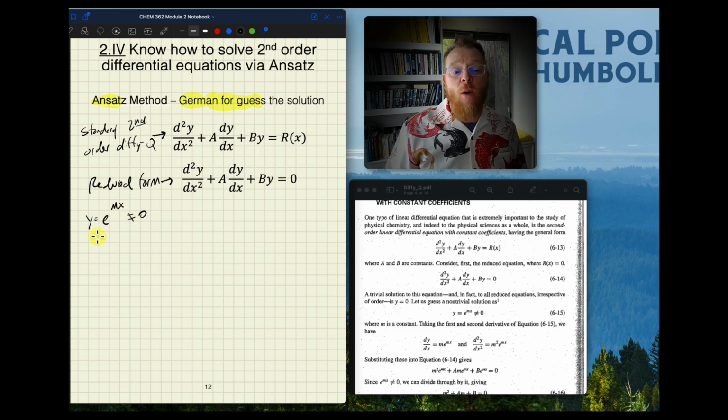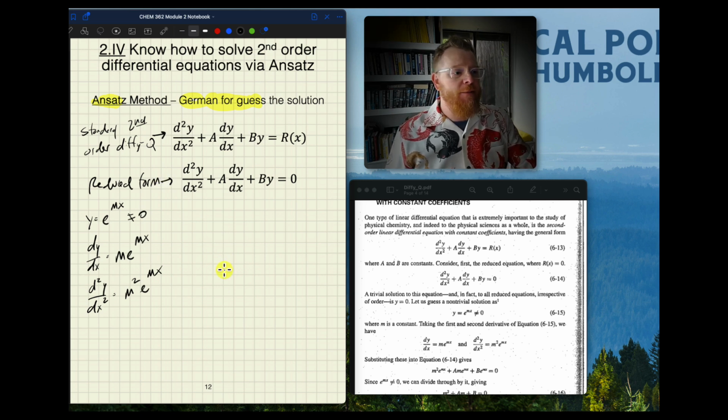So now what we're going to do is take the first derivative and second derivative of our guess. So recall, when I take the derivative of this exponential function, we take the derivative of what's inside the exponent, and that comes down in front, me to the mx. And then we will take the second derivative of that, and that becomes m squared e to the mx, okay?